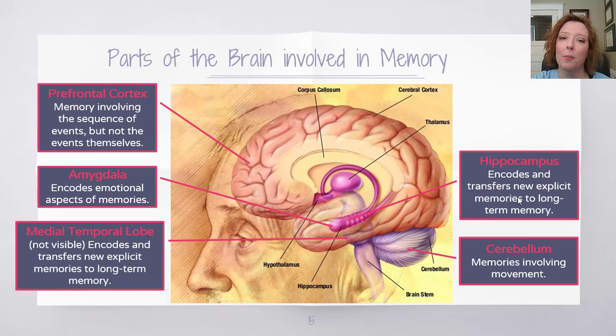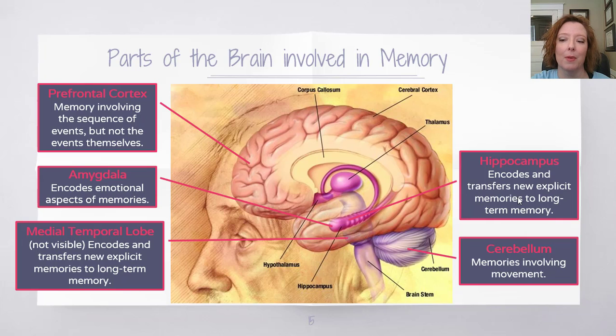So you look at parts of the brain involved in memory. We'll start over at the left. The prefrontal cortex is memory involving the sequence of events, but not the events themselves. So this gives you that sense of when things happened in the timeline of your life. The amygdala encodes emotional aspects of memories, and that shouldn't come as any surprise to you. The medial temporal lobe, even though it's not really shown here on the screen, encodes and transfers new explicit memories to long-term memory. And we're going to get into what an explicit memory is in just a moment.